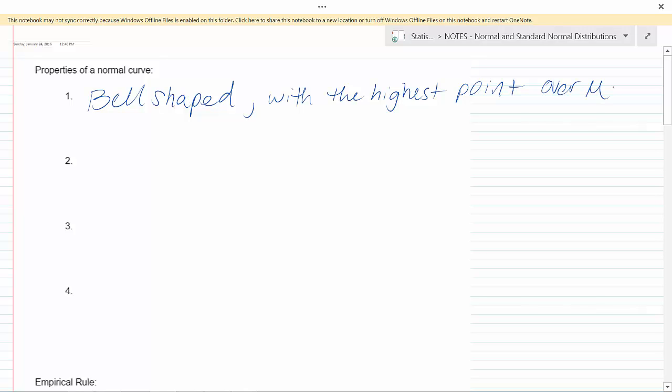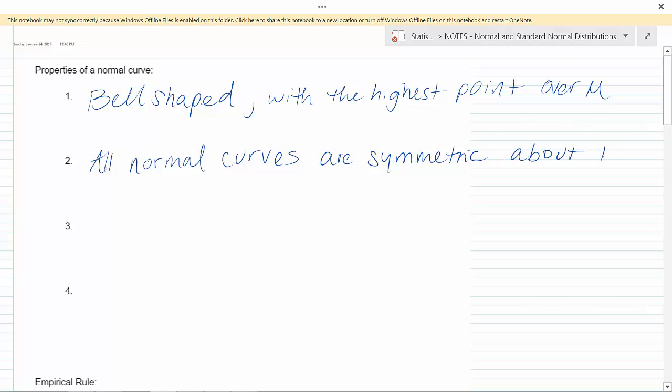All normal curves are symmetric, and I'm going to be using the word curve or distribution sort of interchangeably here. So if I say normal curve, that means the same thing as when I say normal distribution. And they're symmetric about the mean, mu. So if you were to draw a vertical line through the mean, then you could fold the distribution in half over that and both sides would match up.